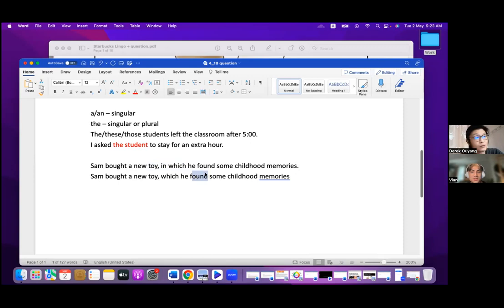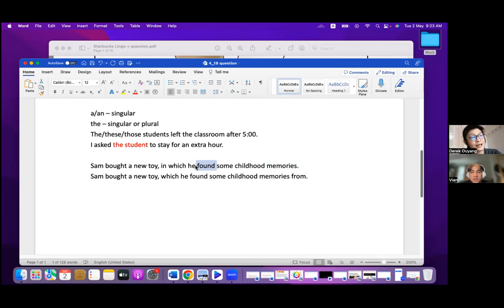Yes. So you also need a preposition somewhere, right? He found some childhood memory from the new toy. The only difference is if you say "in which," you already have a preposition, so you don't need "from" at the end. But if you don't have "in" and you found something from something else, then you need to say, which he found some childhood memories from. So how do we decide we need a direction here? You decide mostly by the verb, because you found something from something else.